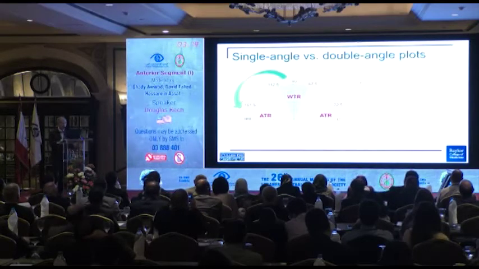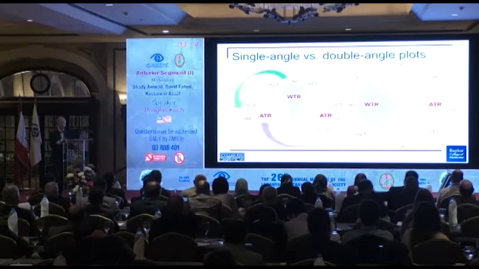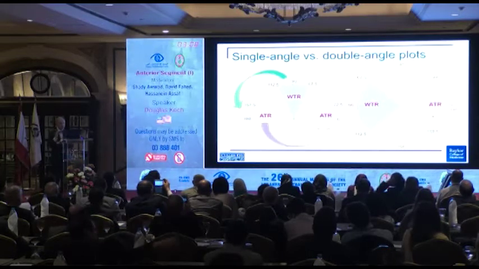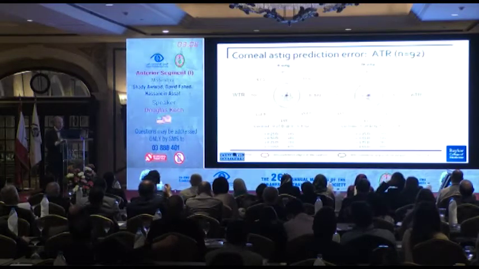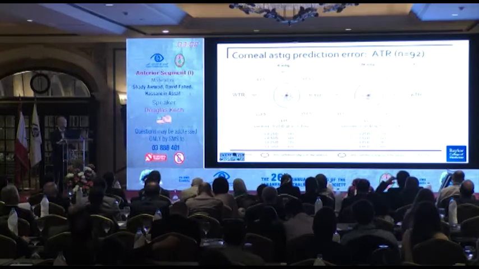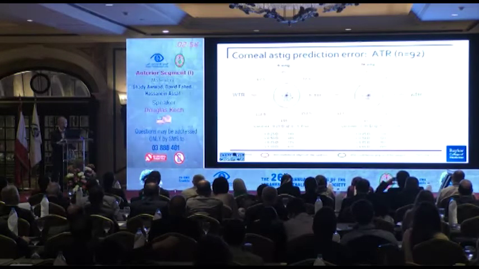So a double angle plot literally does that. It takes 90 degrees and doubles it to 180, and the 180 is doubled around here to 360 or zero. And now all the with the rule eyes are here, and the against the rule eyes are here. So it's a different way of looking at it, but it helps us get the data all together. So here are our results using the IOLMaster 700 for patients with against the rule astigmatism, 92 eyes. If we just use the anterior corneal readings, you can see that the data are clustered on the against the rule side, and indeed it was a quarter diopter.